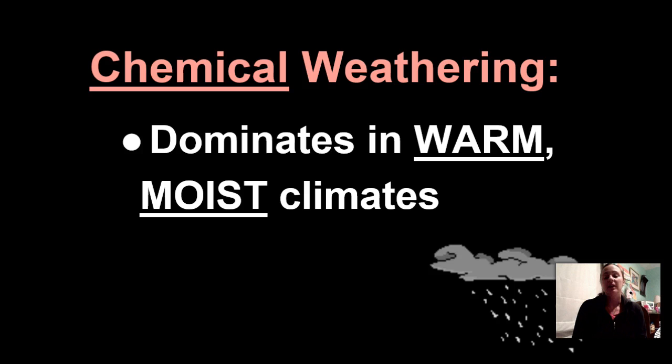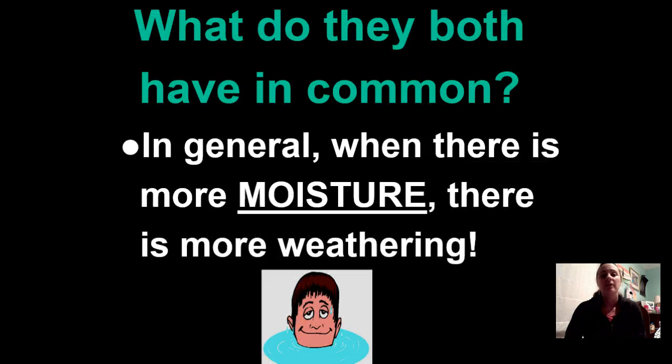Well, chemical weathering also occurs where it's moist, but it also will dominate in warmer regions. So that's where we see the carbonic acid and the oxidation occurring. Now, what do they both have in common? Well, mostly weathering will occur where there is moisture. And the more moisture there is, the more weathering that will occur, whether it's physical or chemical.